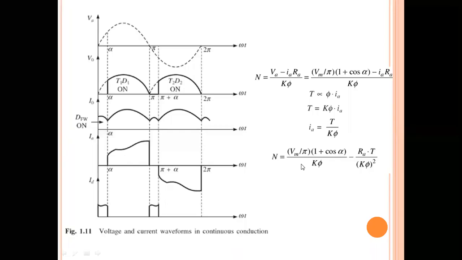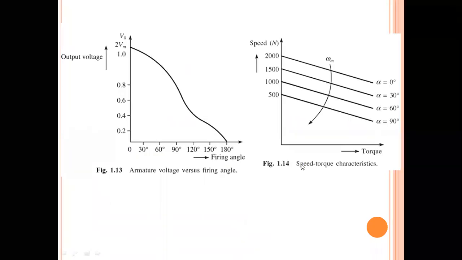From this relation, we can plot the characteristics for speed versus torque. These are the speed versus torque characteristics. And here, this graph shows the output voltage versus firing angle characteristics. Output voltage is nothing but the average voltage. You know the average voltage equation, which is Vm by pi into 1 plus cos alpha. So alpha is the regulating or controlling parameter here. If you regulate the alpha value, then the output voltage will also vary.